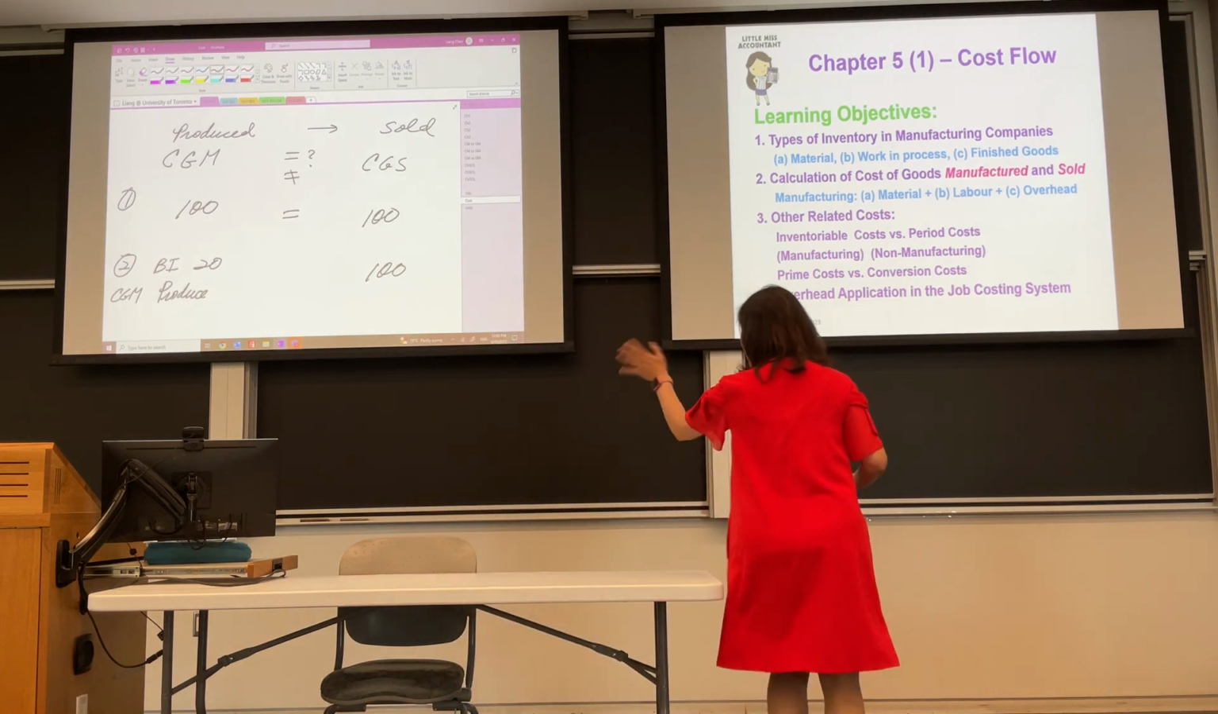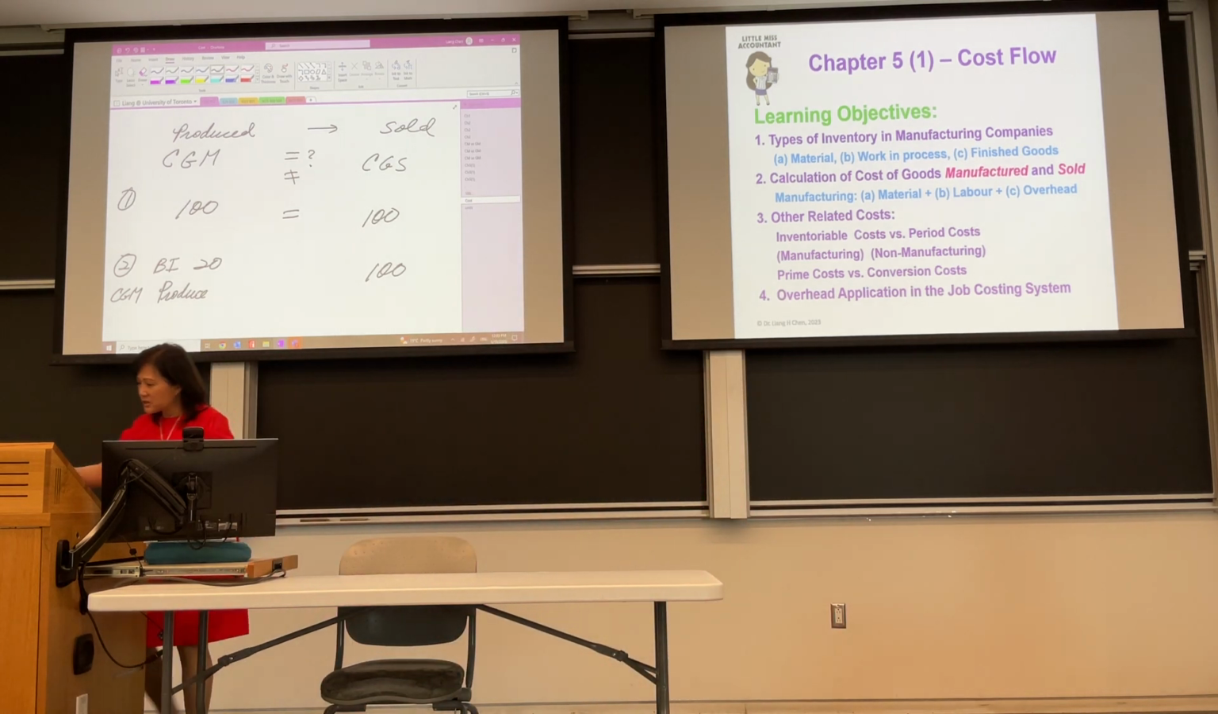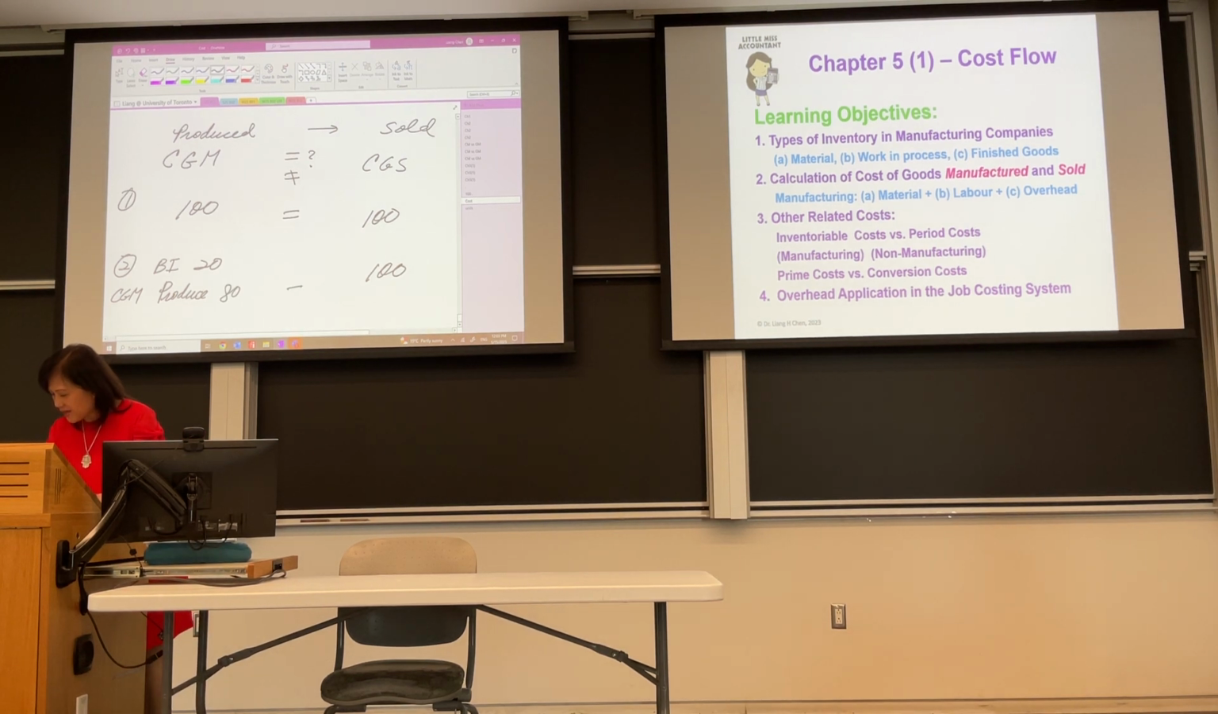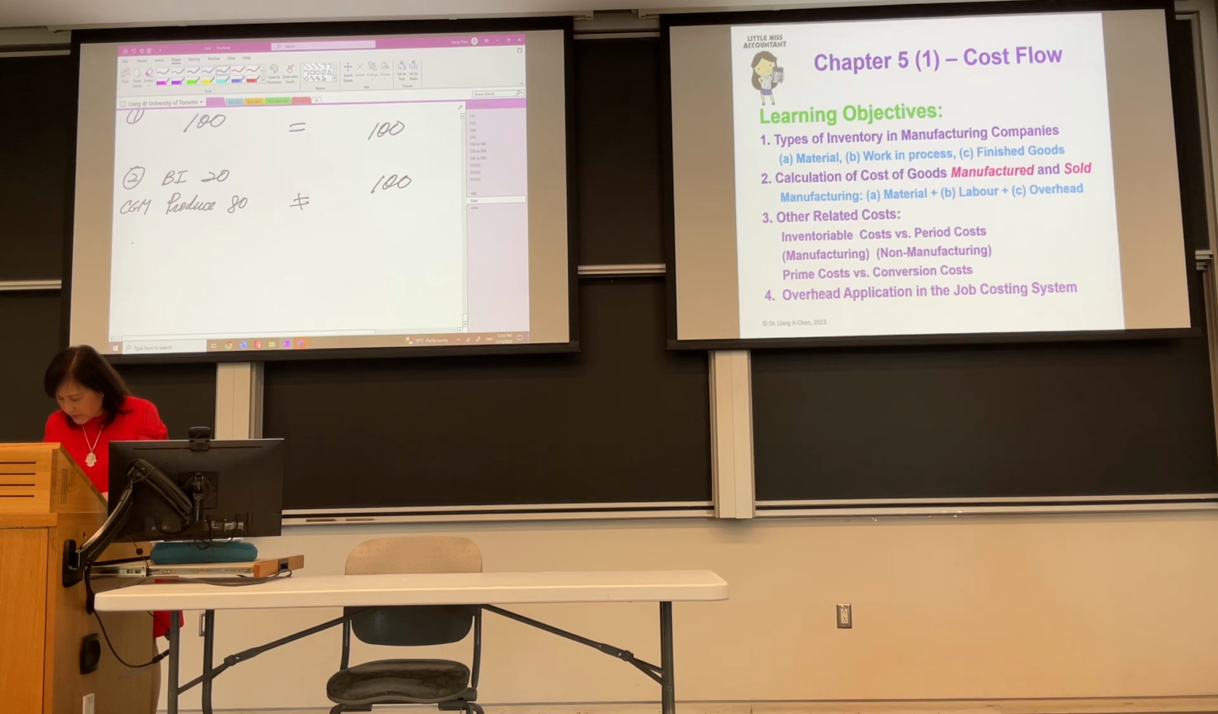Exactly. So they are not the same. Cost of goods manufactured, produced: I only need 80. They are not the same. This is cost of goods sold. Okay? So it all depends on beginning and ending inventory. Another scenario.